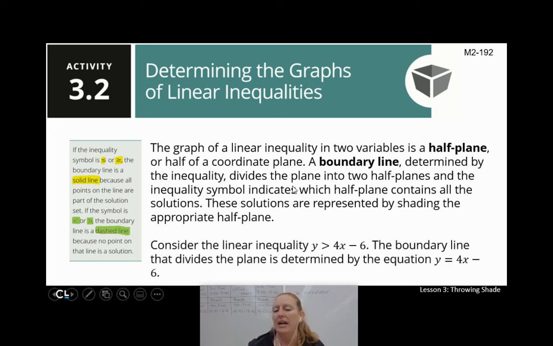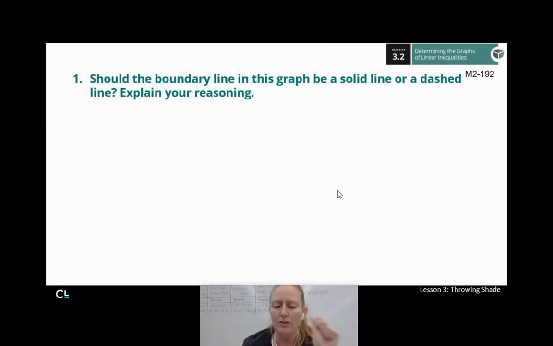So with that in mind, I would like you to consider the linear inequality, y is greater than 4x minus 6. So the boundary line that divides the plane is determined by the equation y equals 4x minus 6. So I want you to answer a few questions here on page 192. First of all, should the boundary line in this graph be a solid line or a dashed line? Hit pause, jot down your thoughts, hit play to keep going.